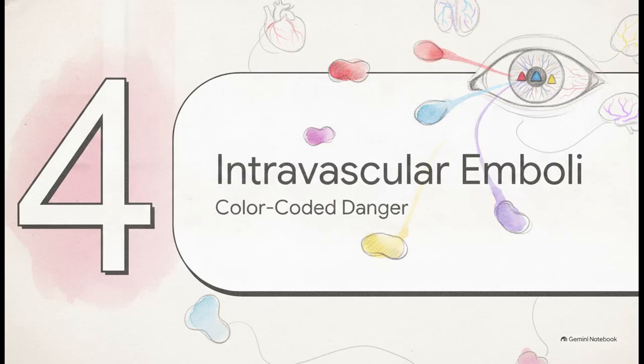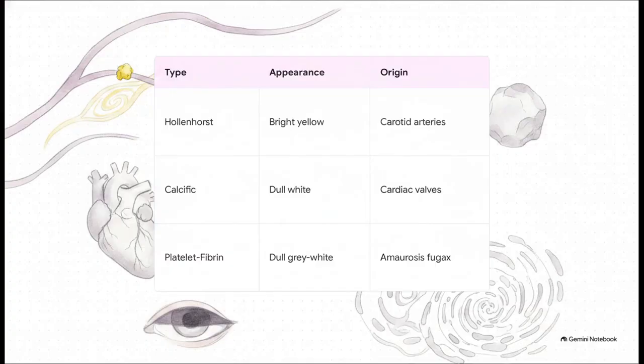All right, Section 4, visualizing intravascular emboli, color-coded danger. So traveling masses, or emboli, actually act as a highly specific, color-coded diagnostic guide. If you're looking and you spot a bright yellow speck wedged at a retinal vessel bifurcation, you're looking at a Hollenhorst plaque. That bright yellow hue, it's the exact physical manifestation of cholesterol, telling you straight up that it originated from the carotid arteries. On the other hand, if you see a dull, dense white rock, that's a calcific embolus.